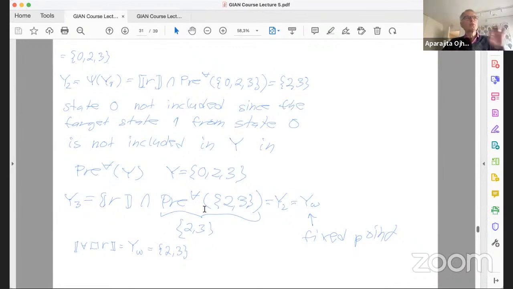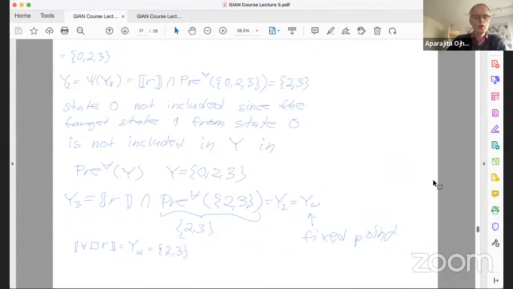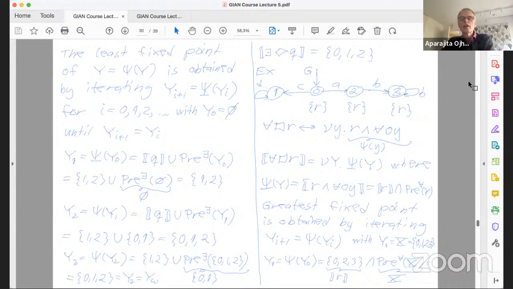You look at the target state from a specific state, and if all the target states are included, then it's fine. And that is exactly what is the case here. From state 2, the only target state is state 3, and in state 3, the only target state is 3 itself. So yes, they are included, and you get the fixed point 2, 3. So in this case, it means that this expression is only valid in state 2 and 3.